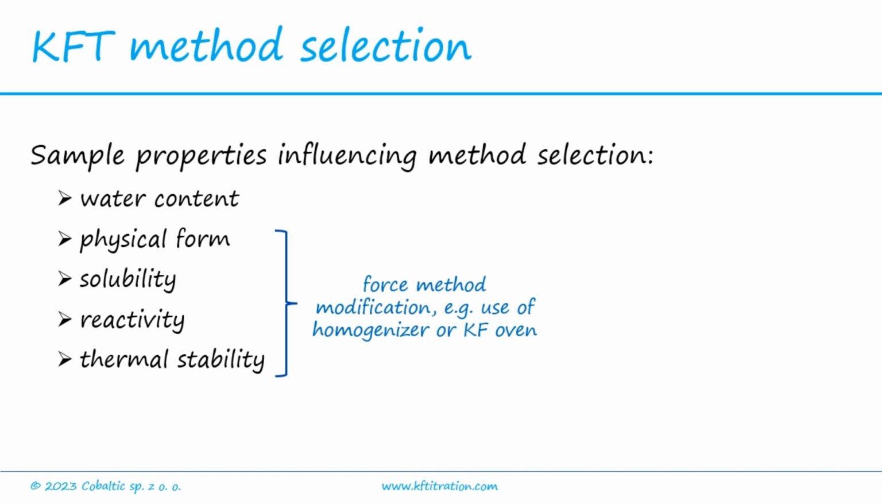What also should be considered when selecting a KFT method is the required accuracy level. For example, if we have samples that usually contain 1% of water, to obtain accurate results, we should analyze them by coulometry. However, if our specification for that product says that the water content should be less than 5 or 10%, and we are not interested in exactly how much water they contain, we can freely analyze them by volumetry.